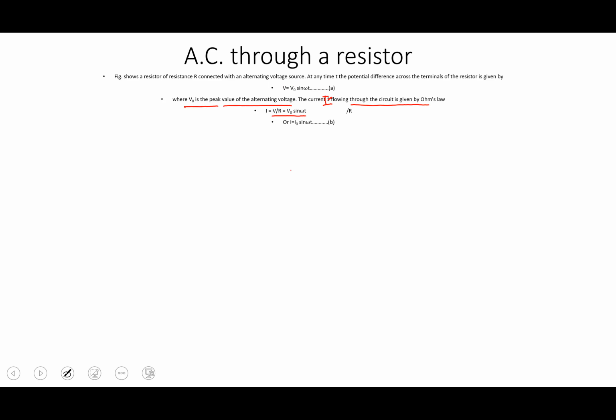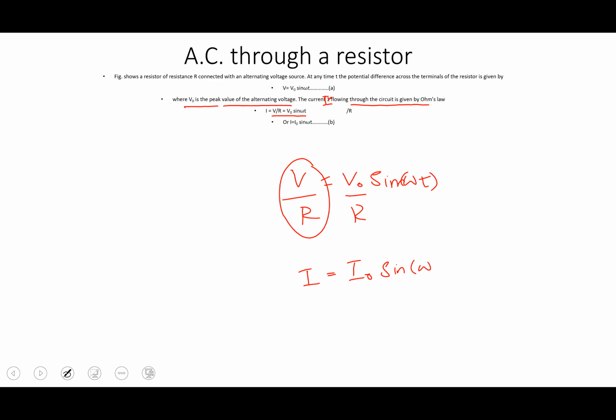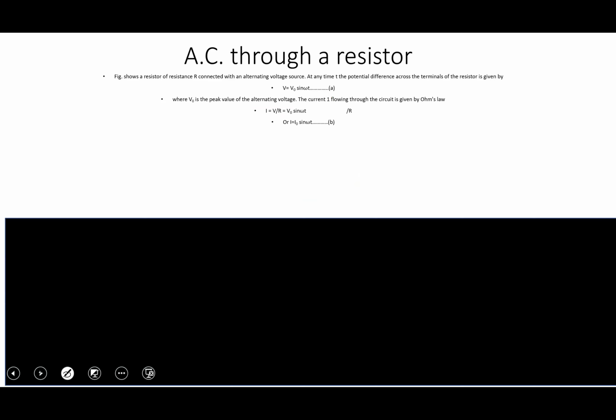So from equation A, we can say V is equal to V naught sine omega t. If we divide it by R on both sides, according to Ohm's law, I is equal to I naught, which is I max, sine omega t. So this is the formula which we have got over here. Now, keeping that in mind, let us represent it graphically as well.